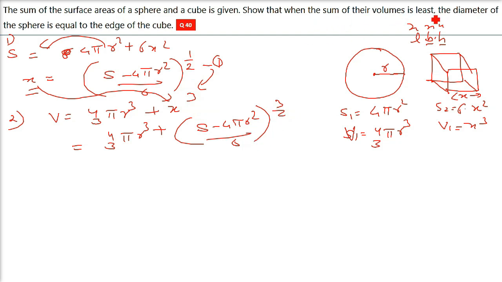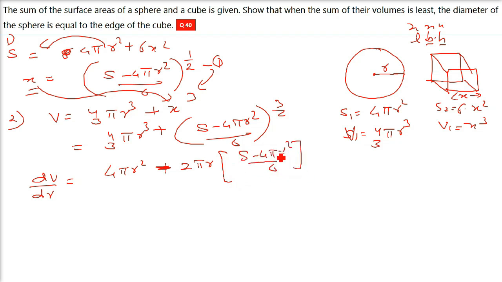Now we have to show that the sum of their volumes is least. So we need to differentiate it now. We have a single variable on the right hand side. We can differentiate with respect to it. So this is dV by dr, what we need. dV by dr is the differentiation. So this is 4 pi r square. Volume differentiation always gives the surface area. This is what we have learned. And this 3 by 2 will come. There will be some cancellation and simplification, so I am writing the direct value. It is 2 pi r into (s minus 4 pi r square by 6) to the power 3 by 2 minus 1, which will be half. You can write it as root. This is dV by dr.